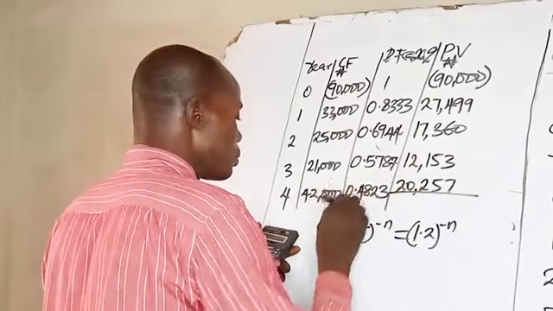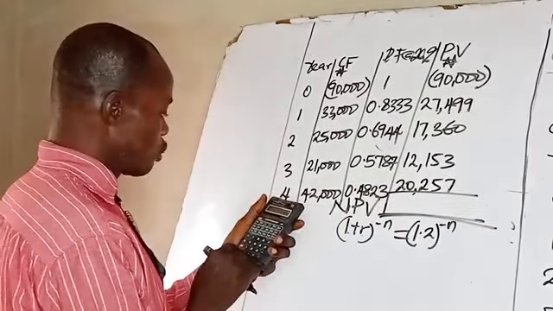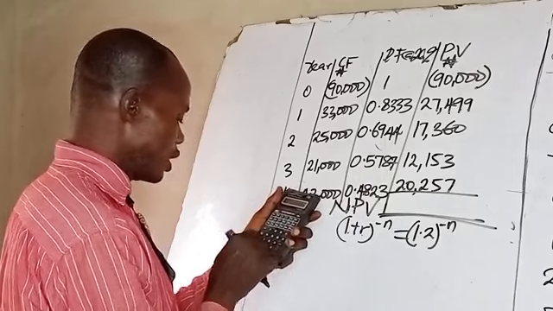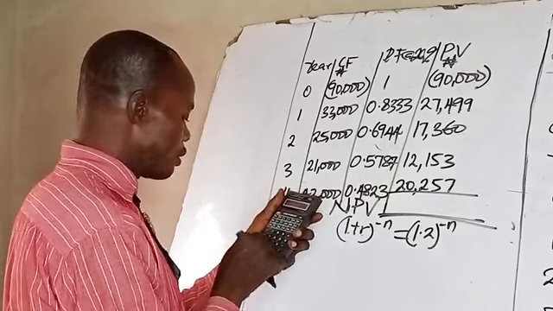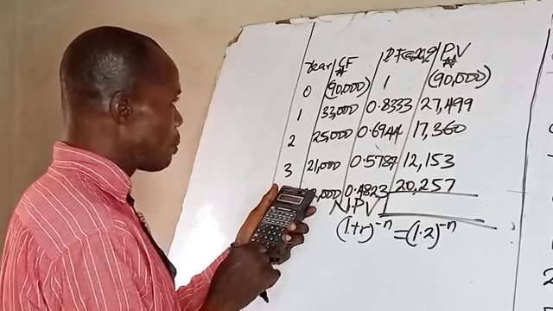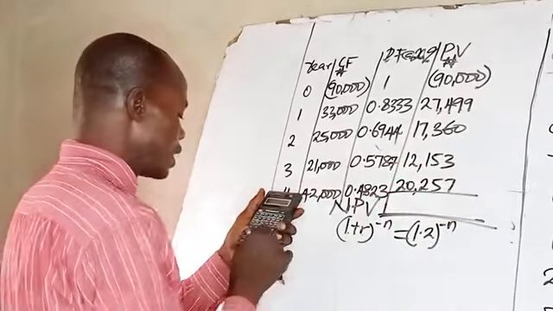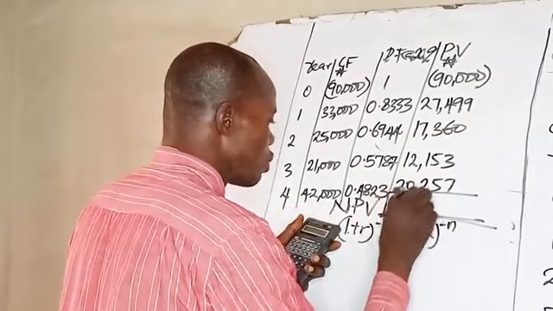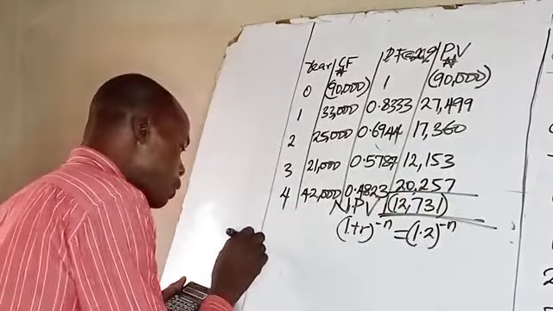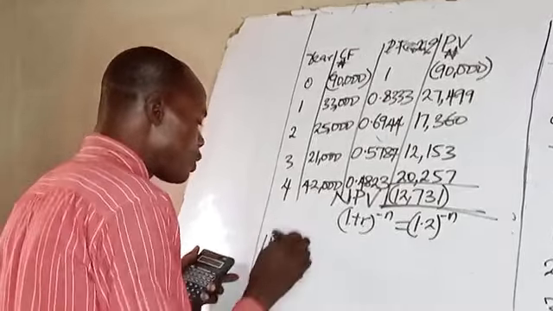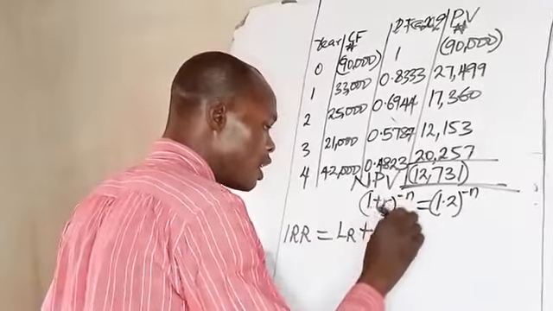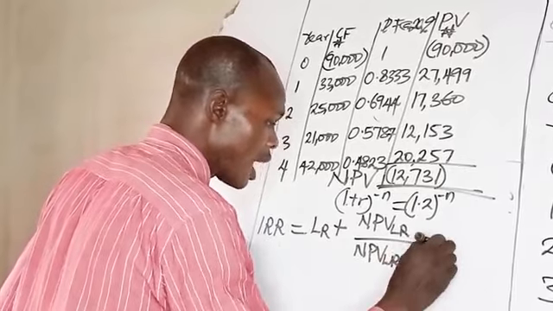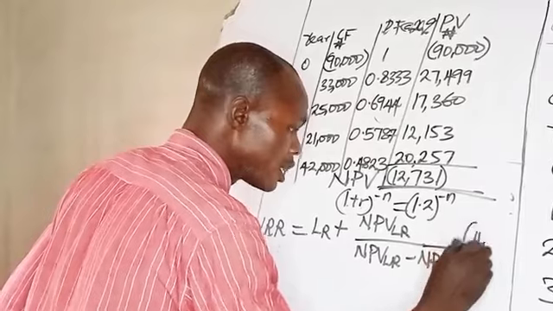So the net present value: 20,257 plus 12,153 plus 17,360 plus 27,499. The total present value of cash inflows is 77,269 minus 90,000. That gives us minus 12,731. Our net present value is negative. By interpolation, the formula is IRR equals lower rate plus net present value at lower rate, over net present value at lower rate minus net present value at higher rate, then multiplied by higher rate minus lower rate.